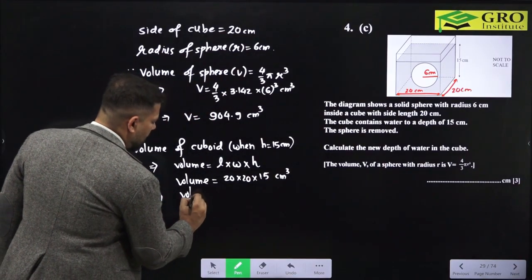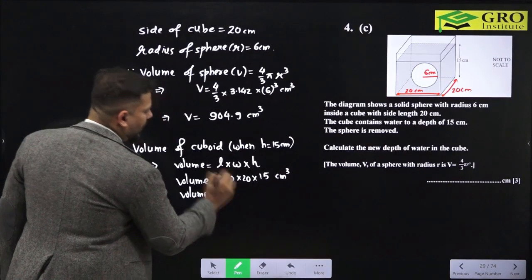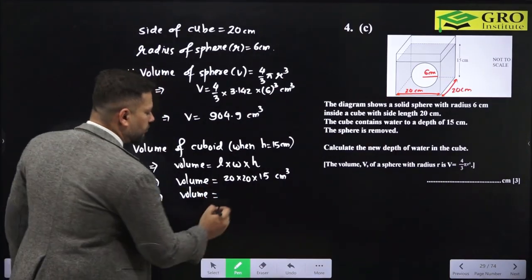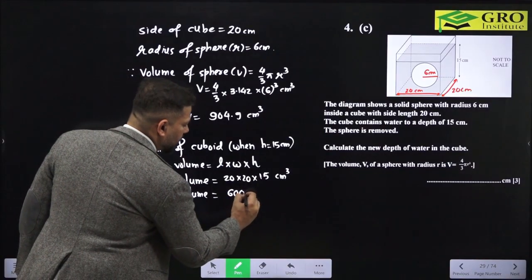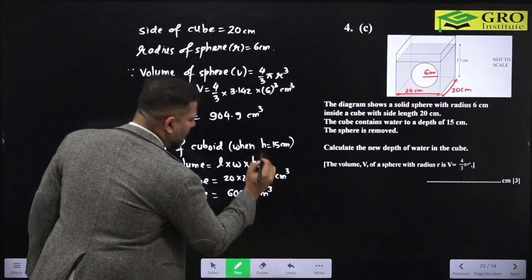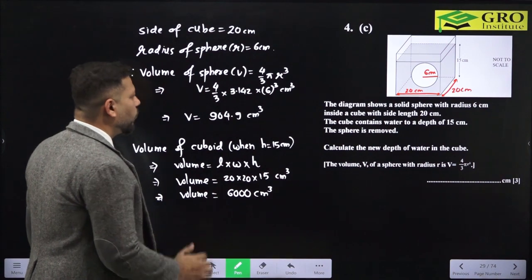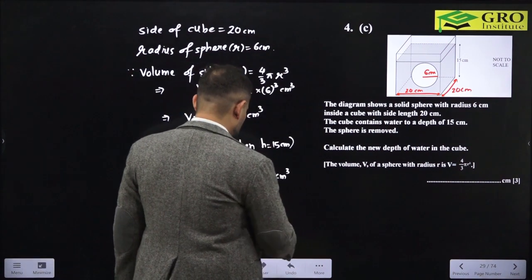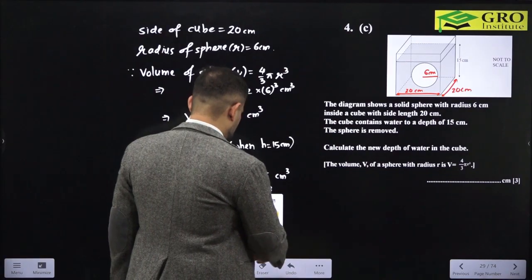So we can find it out orally. 20 times 20 is 400 and 400 times 15 would be 6000. So we are getting 6000 centimeter cube as the volume of the cuboid. How come it's a cuboid? I'll just show it to you so that it's quite clear.